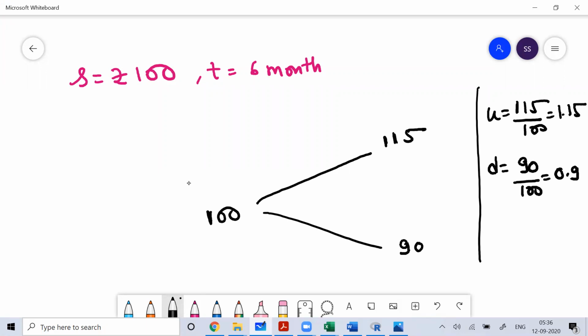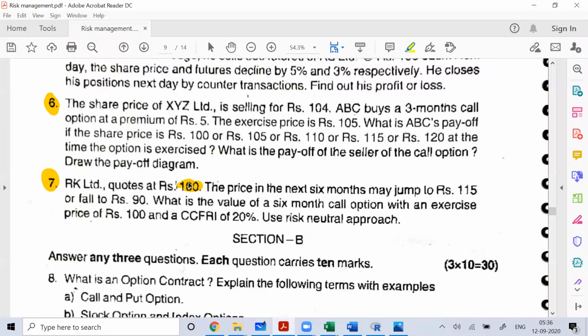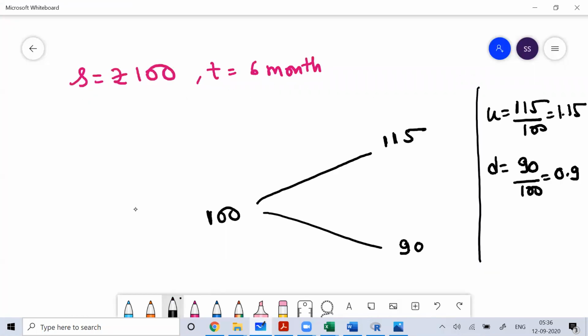Then what you need to see after that is the value of the 6 month call option. The next word they are using is call option, which is important, with an exercise price of 100 only. This is an at-the-money option contract, so the strike price is also 100.